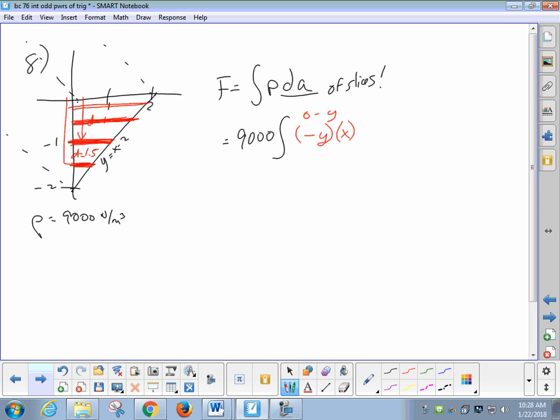What's the height of each of these slices? Tiny change vertically is dy. Now because it's dy, then I'm going to need to replace that x with something y-ish. If y equals x minus 2, then x is y plus 2. And I'm going to replace x with y plus 2, so it's all in y terms. Now that it's all in y terms, I need limits of y. What are they? -2 on the lowest to 0 on the highest.